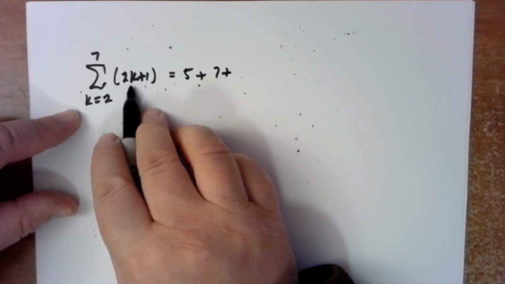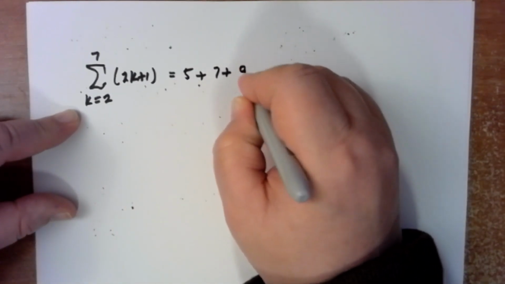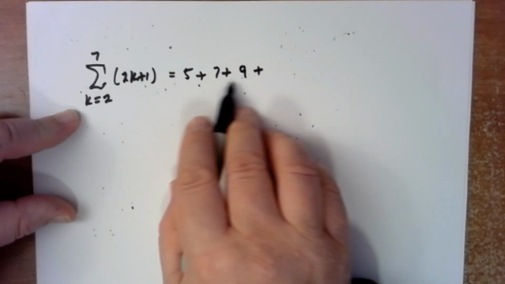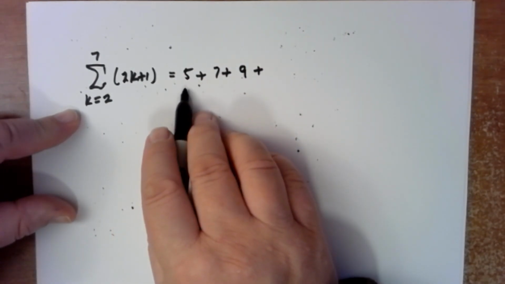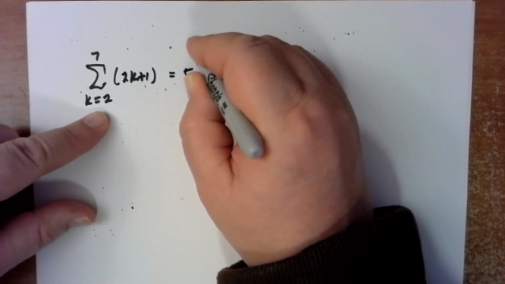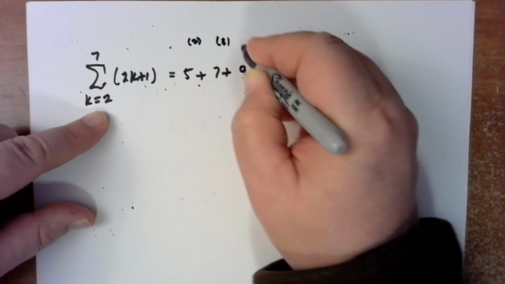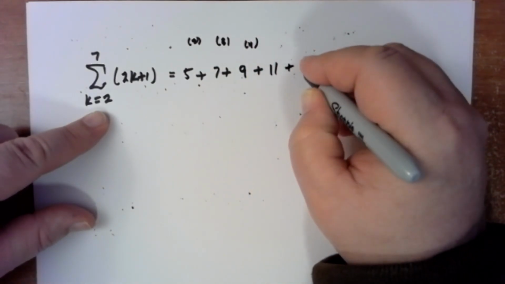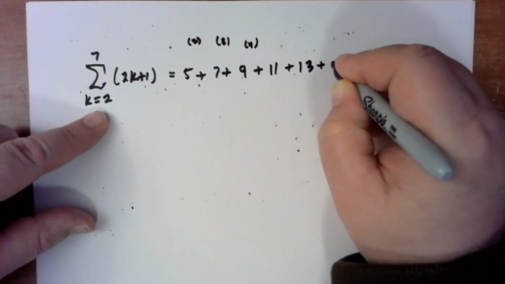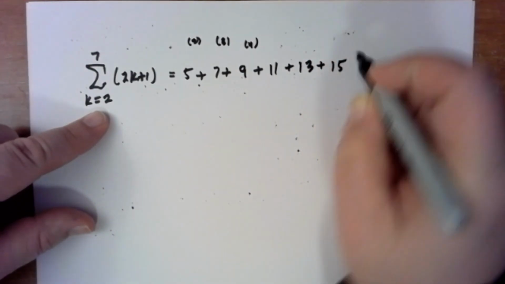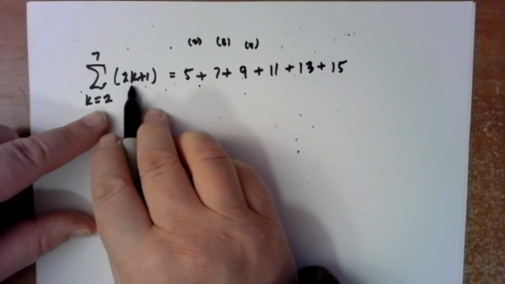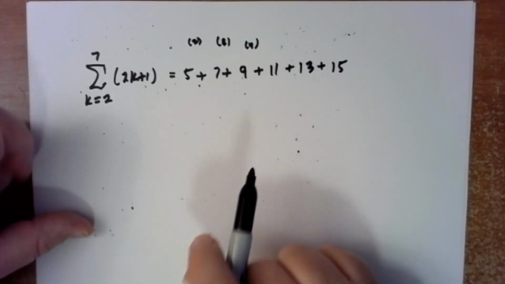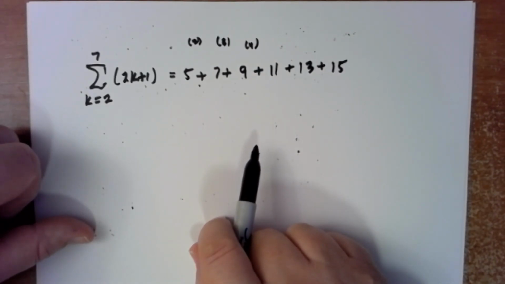K equals 4. 8 plus 1 is 9. In fact, you can see what the pattern is going to be here, right? So again, this was k equals 2, k equals 3, k equals 4. How many more do we have here? 5, 6, 7. Right, so when I put in a 7, I get 14 plus 1 is 15. Okay, good. So these are the odd numbers from 5 to 15 summed together.